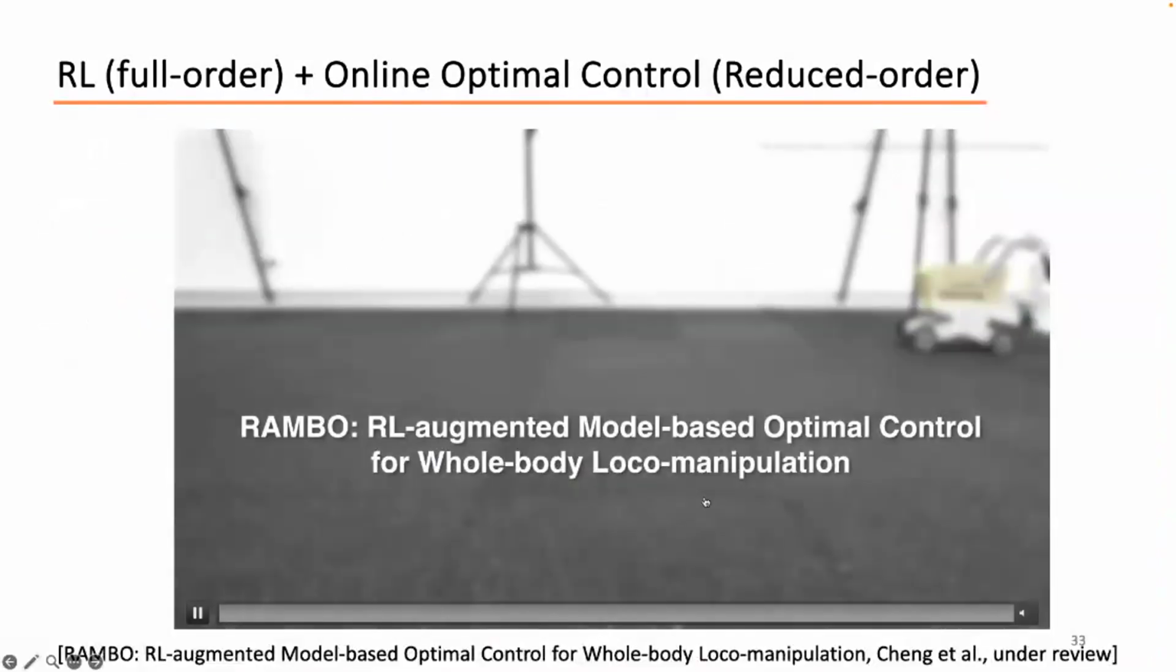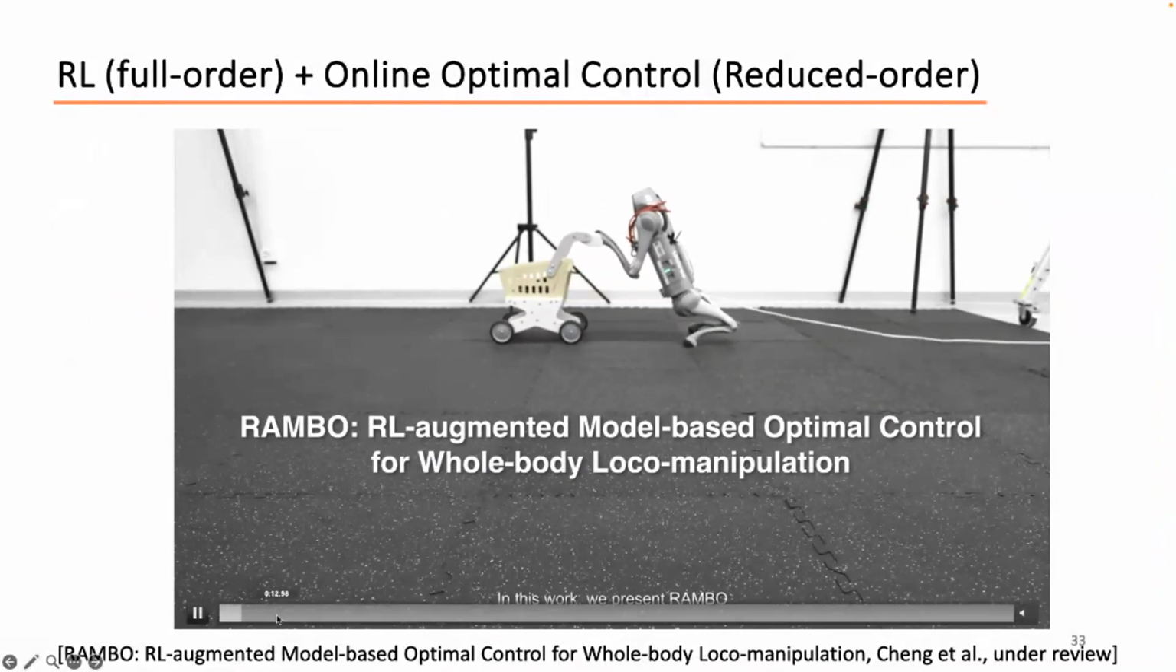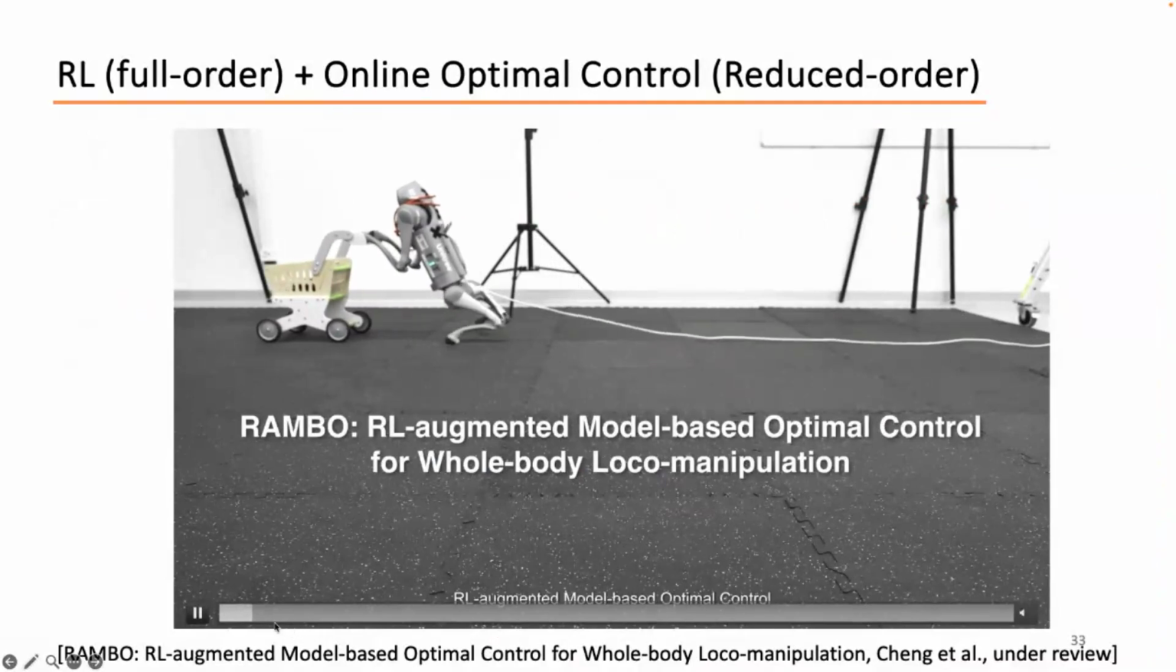Yeah, we can also do local manipulation, cute demos. The quadruped can push a cart. This is pretty cute, I think.